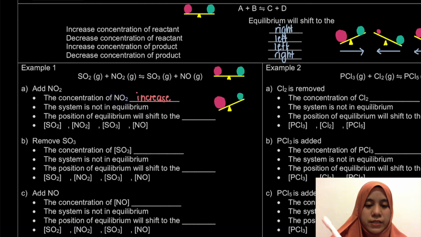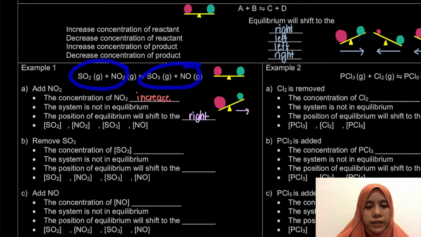Kita nak decreasekan dia. So, how do we decrease it? Cara lain nak tengok dia in terms of seesaw. Tengok dia akan shift to the right. So, the equilibrium will shift to the right. Okay, so bila dia shift to the right, so it means that kita punya reactant ni jadi produk.